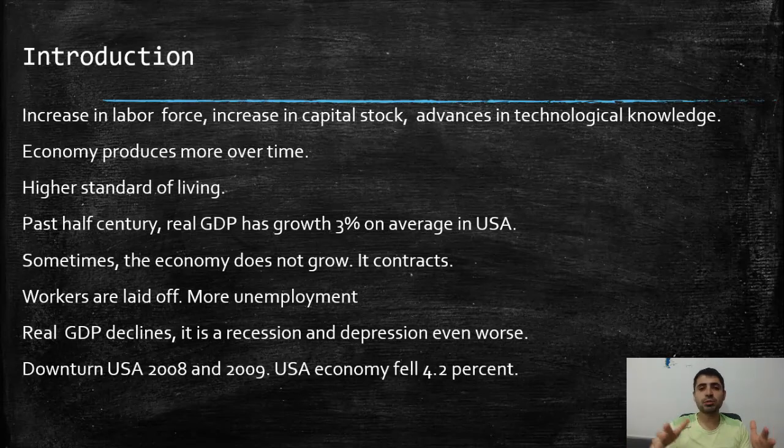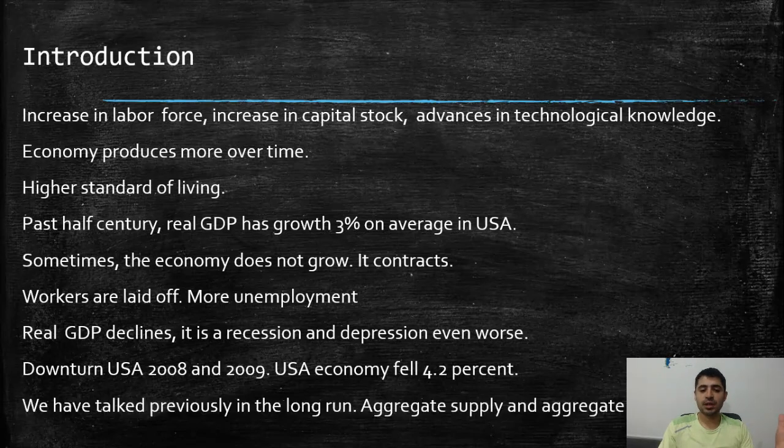We have the normal example before the pandemic: the downturn in the USA in 2008 and 2009, when the US economy fell 4.2%. We have talked in previous chapters regarding the long run, and about more real variables. Now we're going to verify what is going to happen with the nominal variables. This chapter is going to be about aggregate supply and aggregate demand.